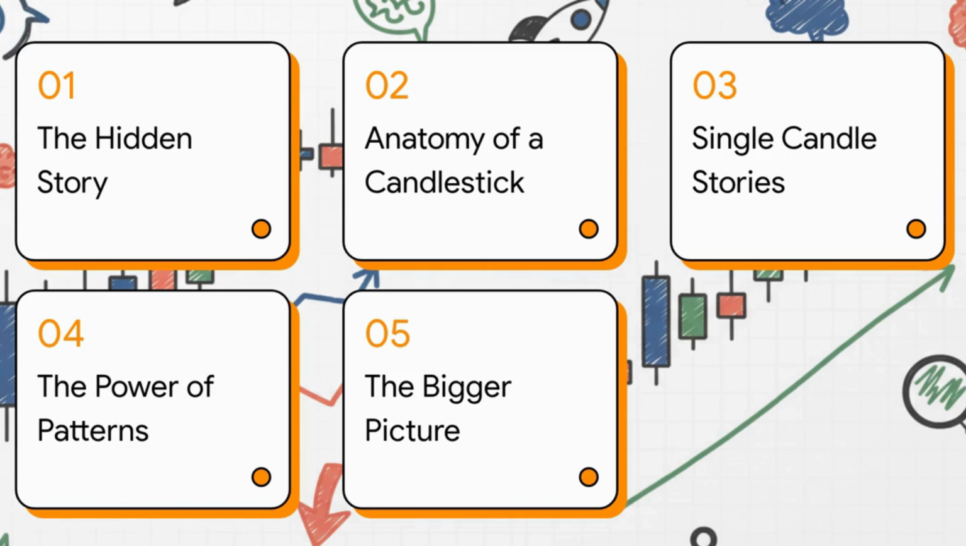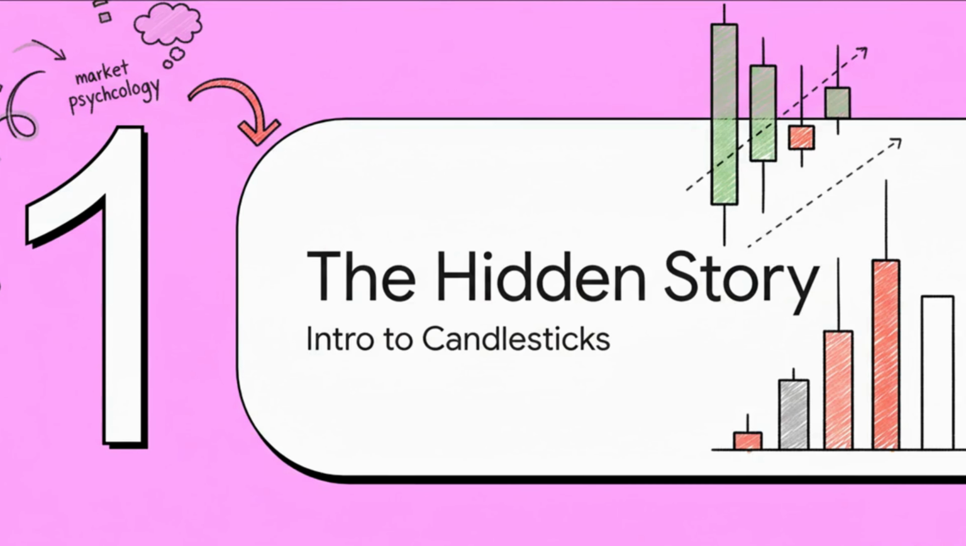Okay, so here's our game plan. We'll start with the market's hidden story. Then, we'll break down the anatomy of a candlestick. After that, we'll look at how single candles can tell their own tales and how they form powerful patterns. And finally, we'll put it all together to see the bigger picture. So, let's jump right in with part one, the market's hidden story.